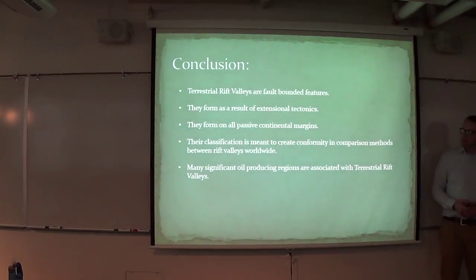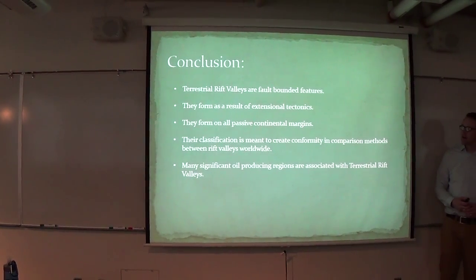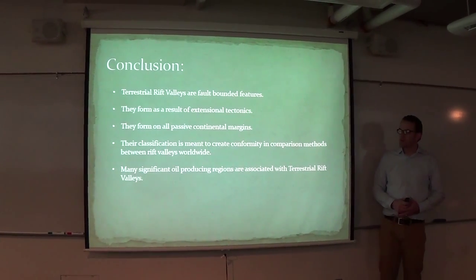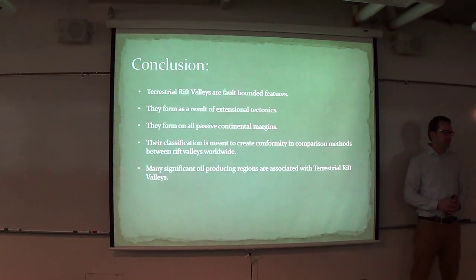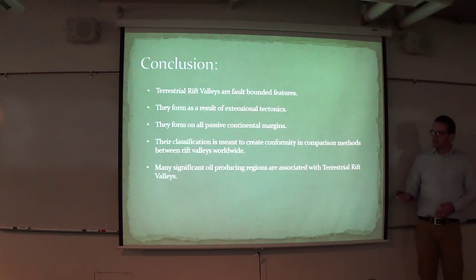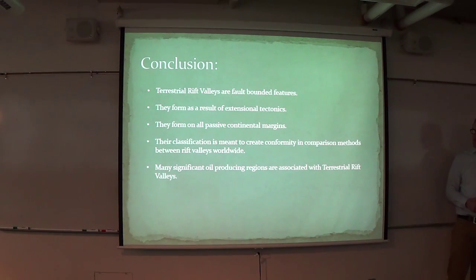In conclusion, terrestrial rift valleys are fault-bounded features commonly called half-grabens. They form as a result of extensional tectonics. They are formed on all passive Atlantic-type continental margins, and their classification is meant to create conformity worldwide in the classification of these basins. And then there are many significant oil-producing regions in the world associated with these terrestrial rift valleys.